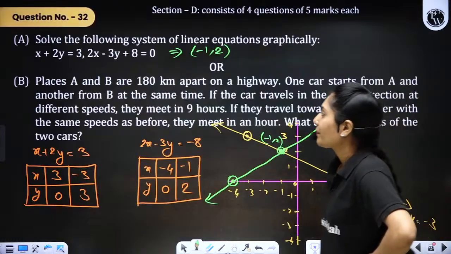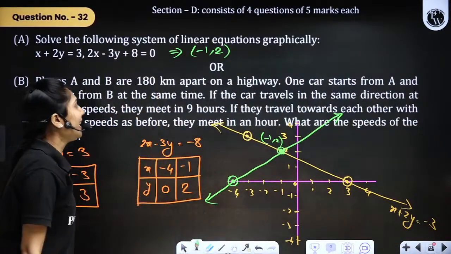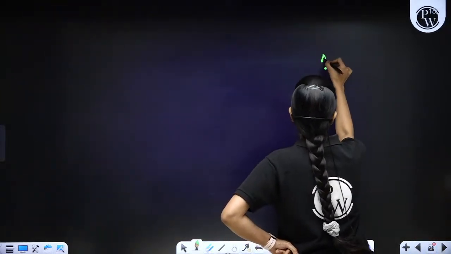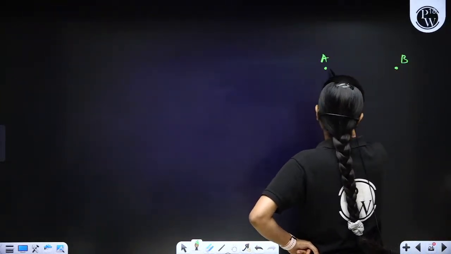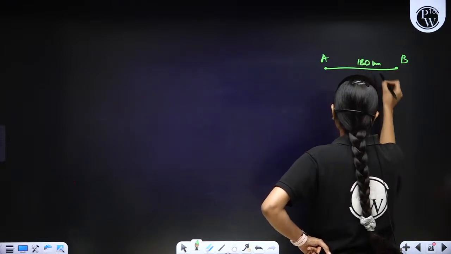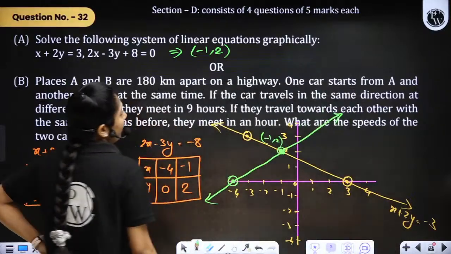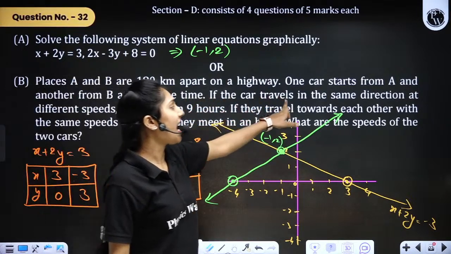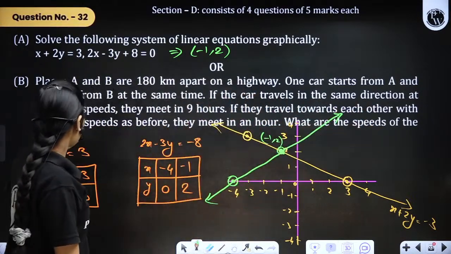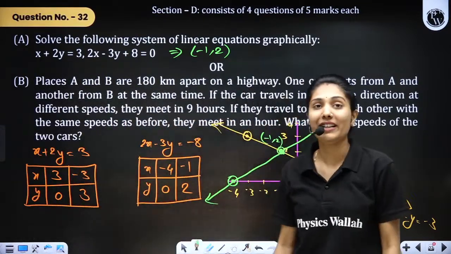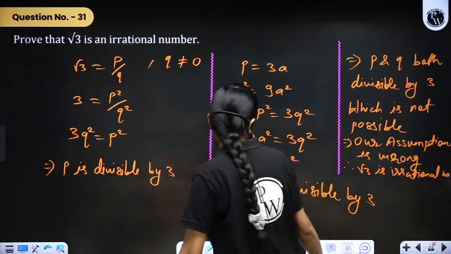Now next is: places A and B are 180 kilometer apart. Okay, so there are two places A and B, and these two places are 180 kilometer apart. The distance between them is 180 kilometer. One car starts from A and another starts from B at the same time. If the cars travel in the same direction at different speeds, they meet in 9 hours. Okay, they meet in 9 hours.